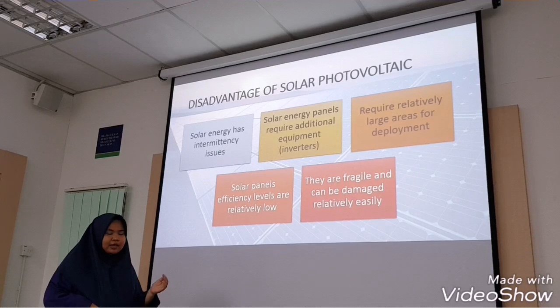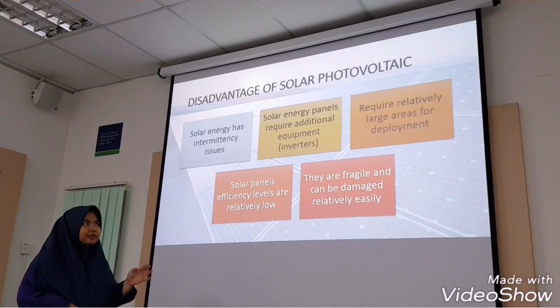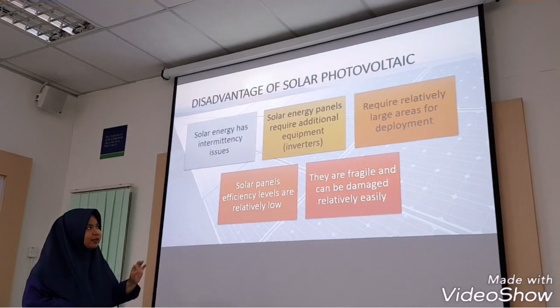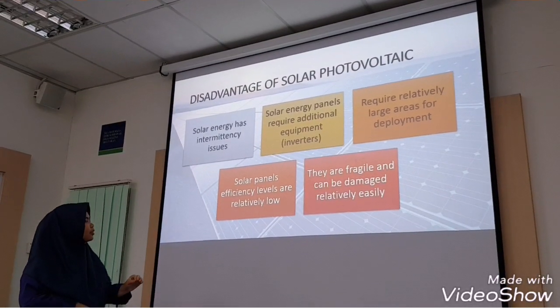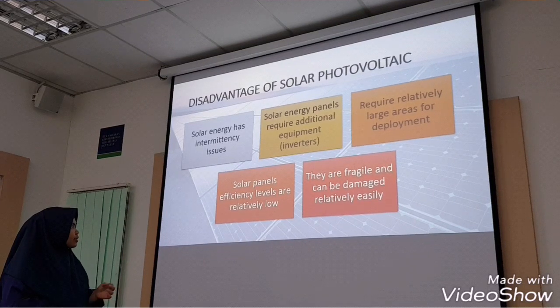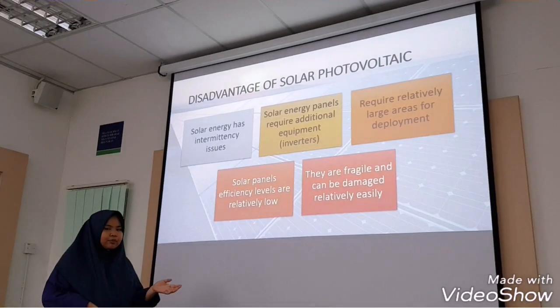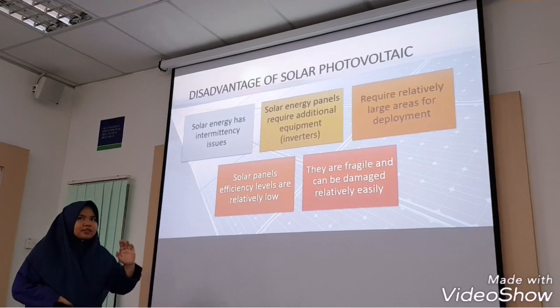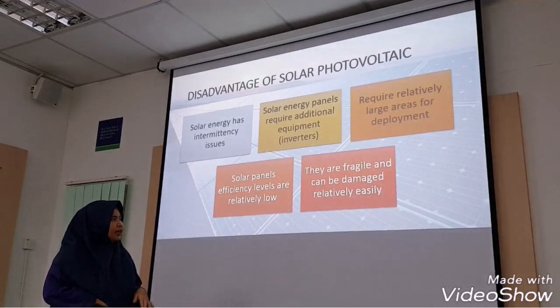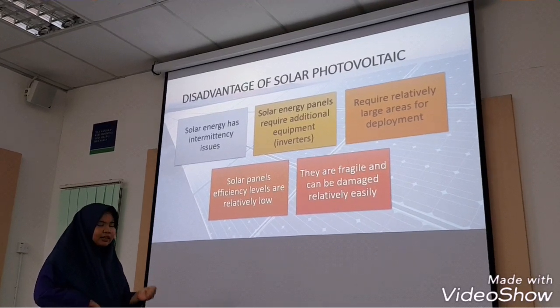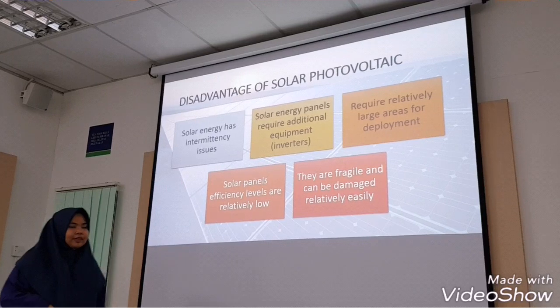Trees need to be cut down to make the solar PV electricity generating plant. The next is that solar panel efficiency levels are relatively low when there is not much sunlight concentration. And lastly, they are fragile and can be damaged relatively easily. That's all.